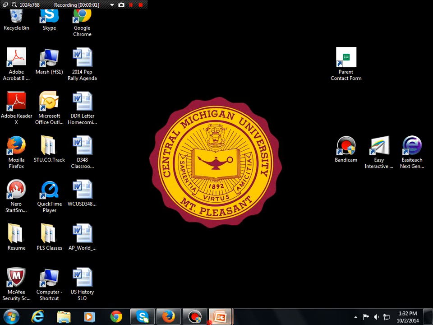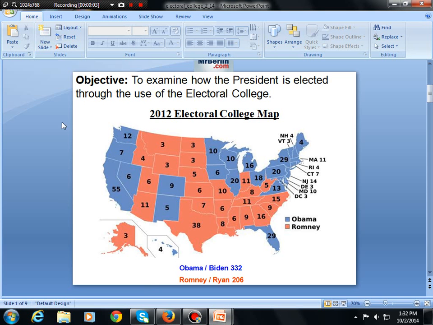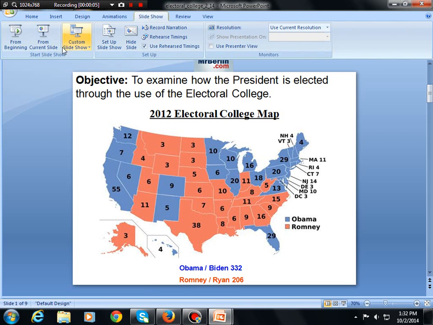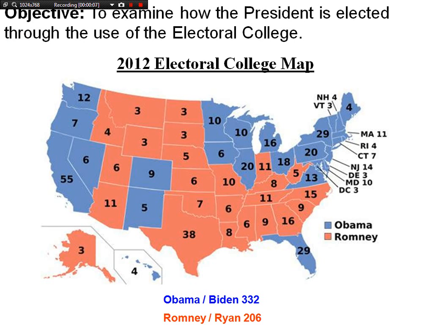Okay, while we're covering the Constitution, we're going to take a look at how the president is elected and also how the three branches of government check one another. Okay, let's take a look at the Electoral College of 2012.